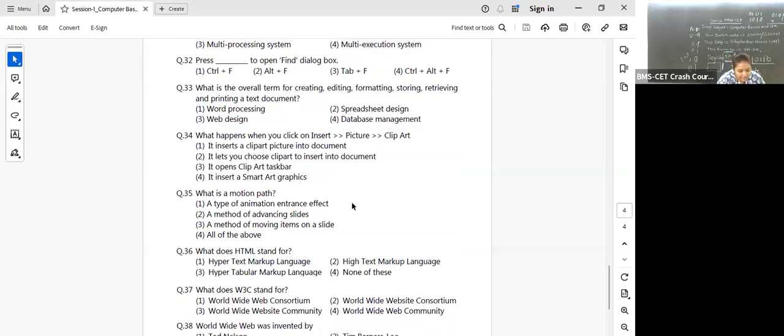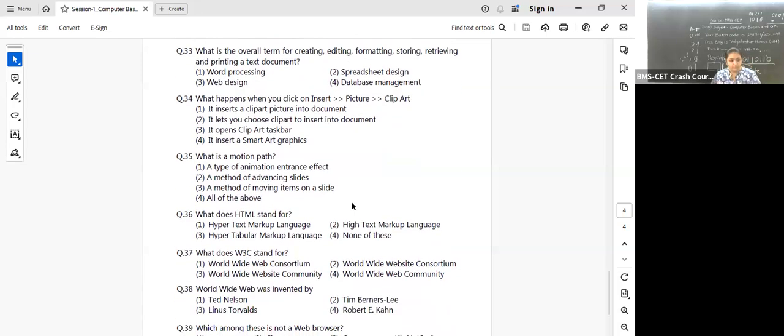Next one, what is a motion path? Any guesses? A method? Yes, very good. A method of moving items on a slide.